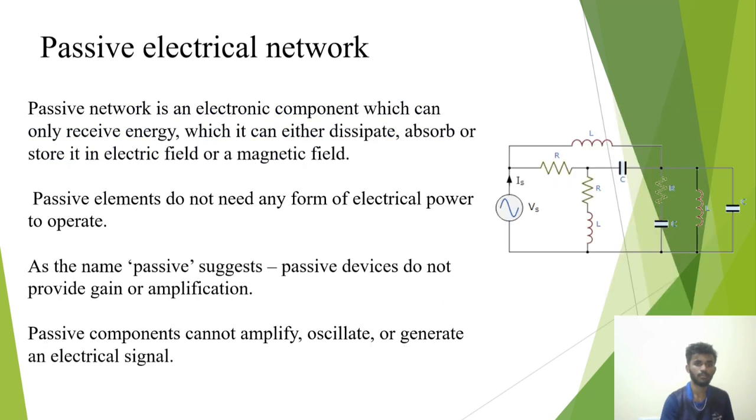Passive electrical network. A passive network is an electronic component which can only receive energy, which it can either dissipate, absorb, or store in an electric field or magnetic field. Passive elements do not need any form of electrical power to operate. As the name passive suggests, a passive device does not provide gain or amplification. Passive components cannot amplify, oscillate, or generate an electrical signal.